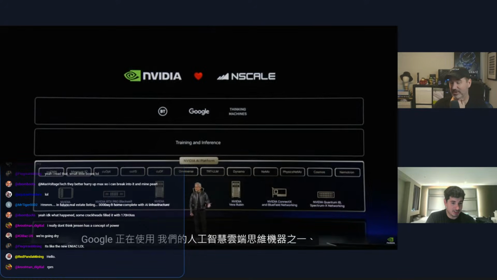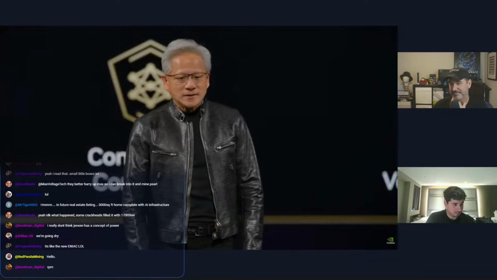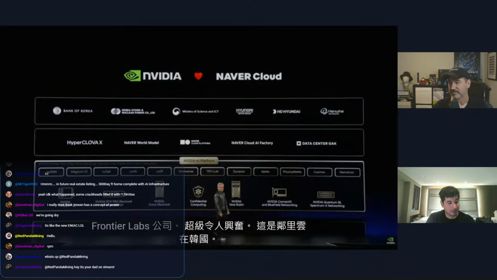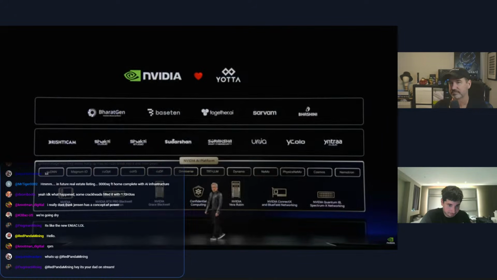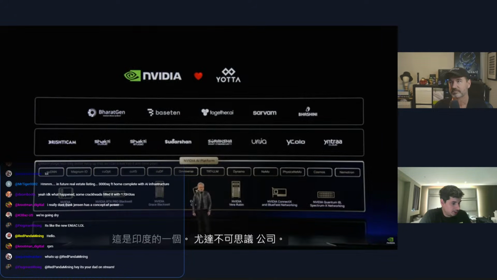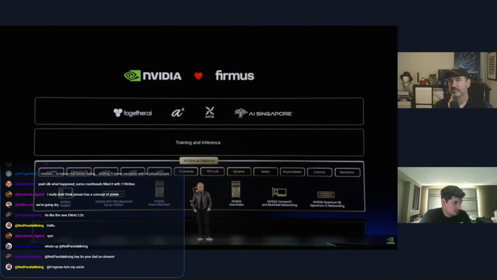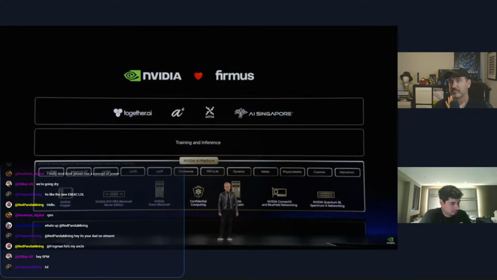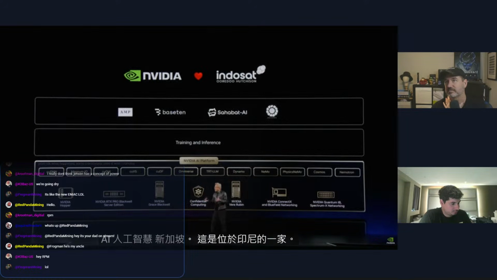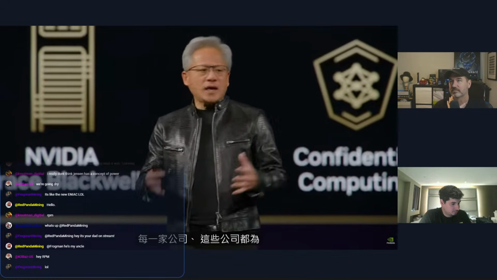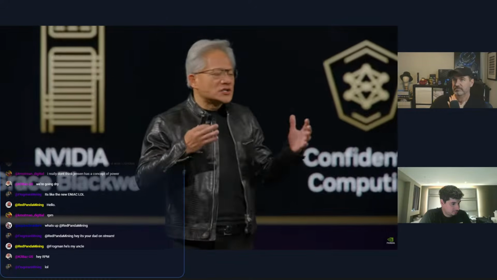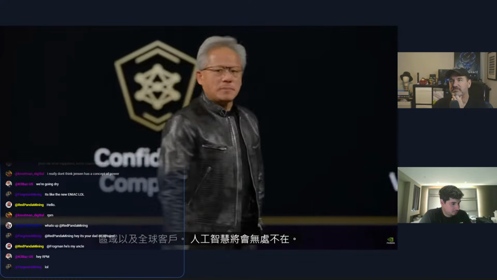With a lot less friction, Thinking Machines, Frontier Labs, with the community as well. Naver, Cloud in Korea, Bank of Korea, Hyundai, Everybody transitions to data centers. Incredible companies worldwide. Here's one in India, incredible companies. Here's one based in Singapore, building in Australia, Together AI, AI Singapore. This is one in Indonesia. Each one of these companies is serving regional as well as global customers. AI is going to run everywhere. Every company will be powered by it.